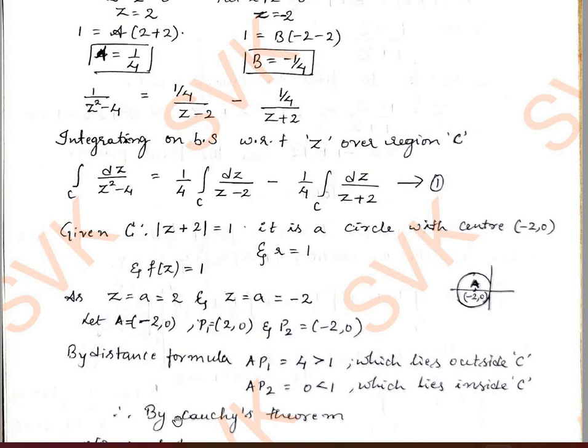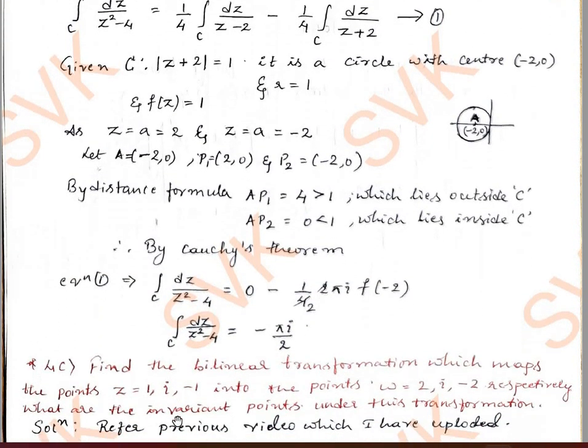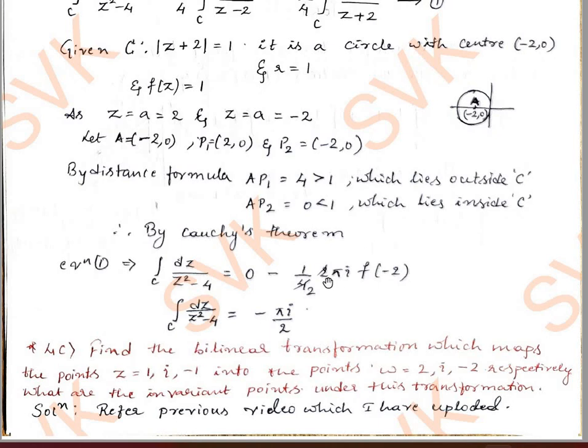So therefore, we are going to apply Cauchy integral formula: 0 minus 1 by 4 times 2 pi i f of minus 2. By simplifying, we get the integral value as minus pi i divided by 2.